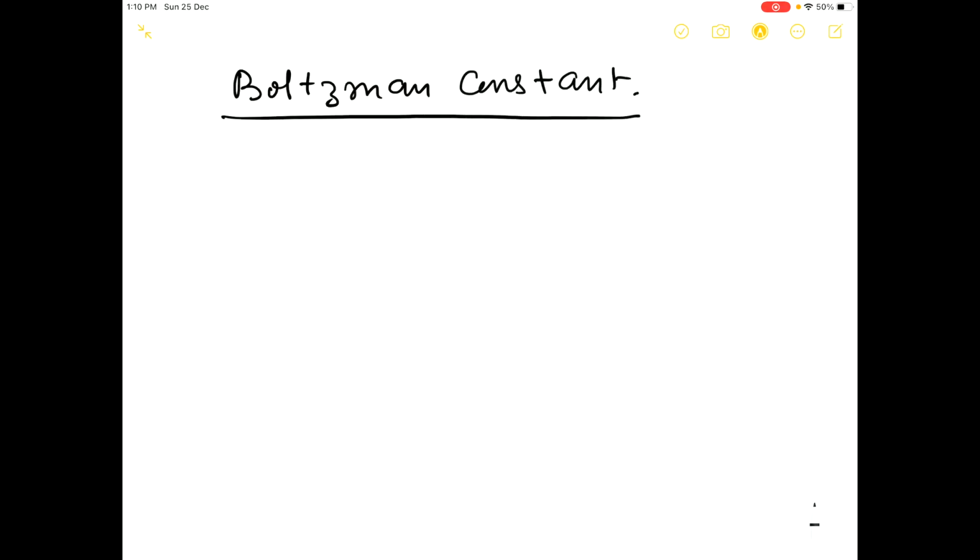Today we shall study about the Boltzmann constant. The Boltzmann constant is represented by kB and its value is 1.38 × 10^-23 joules per Kelvin.